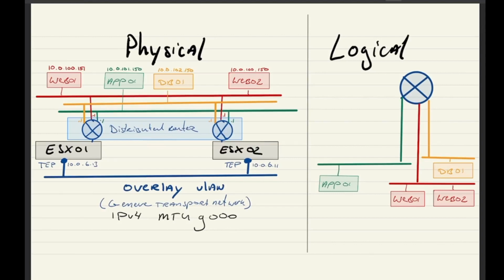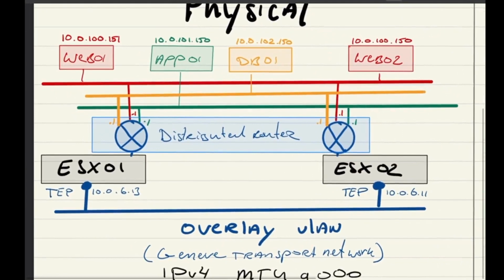So what you see here in this diagram is that on the left-hand side, we have the physical view, and on the right-hand side, we have the logical view. The logical view is really simple. It's really basic. It's just a layer 3 device, a router, and it has 3 networks connected with my virtual machines.